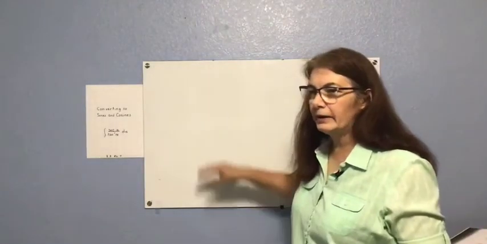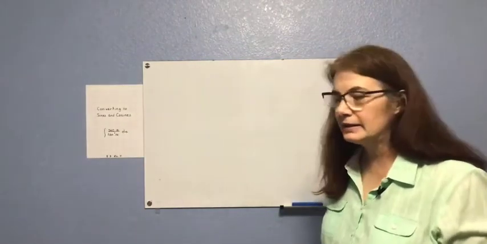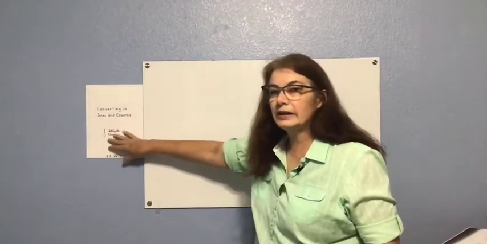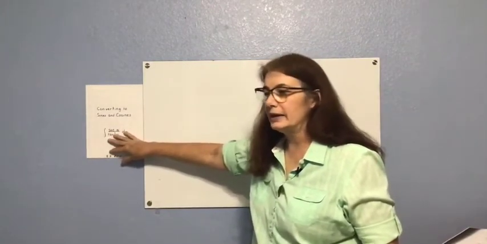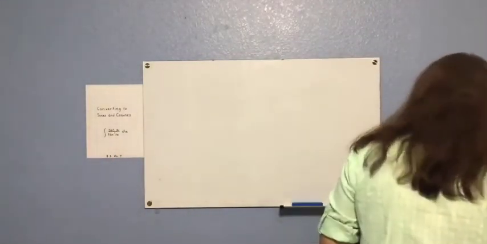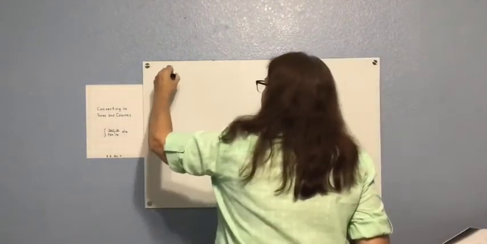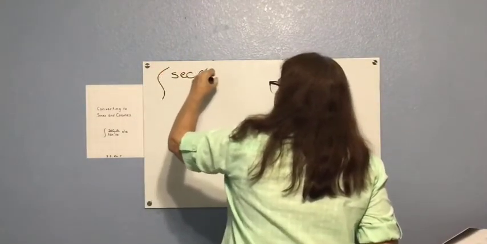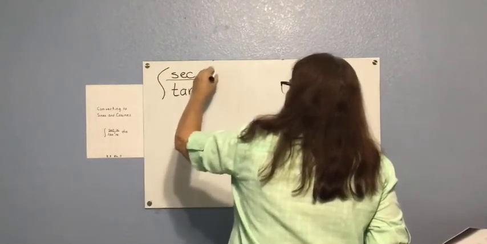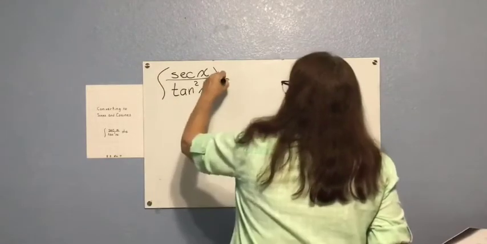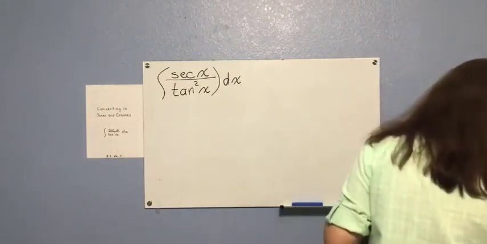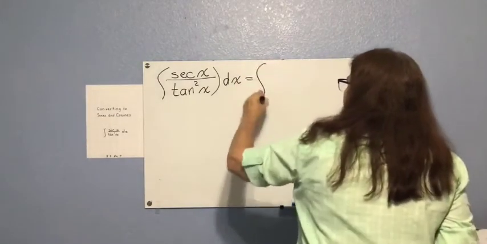Okay, the last option in our guidelines for secants and tangents was that if we can't get anything else to work, we could take secant tangent integrals and convert them to sines and cosines. Let's take a look at how that works. So I've got the integral secant x over tangent squared x. I've tried everything else. Nothing applies. So we're going to rewrite this.